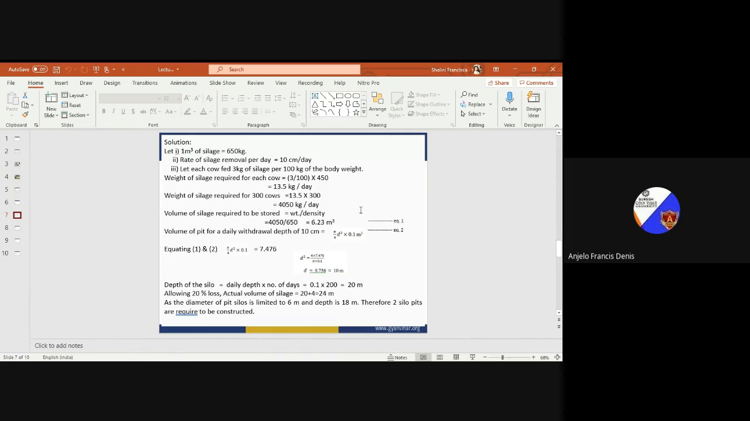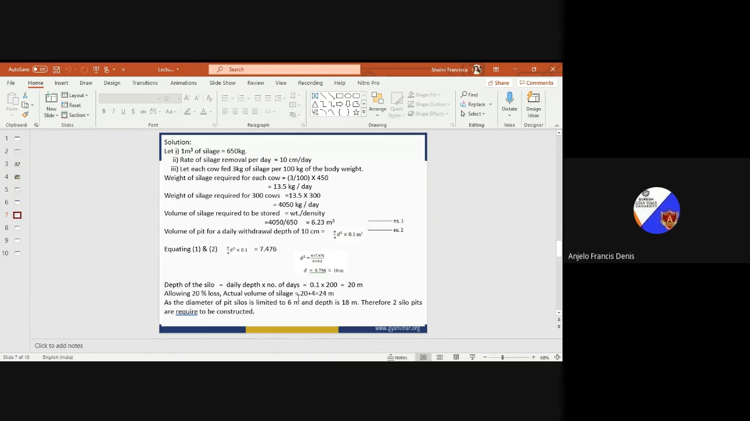So for the volume of pit for a daily withdrawal depth of 10 centimeter, we can use the formula for calculating the area of the circle when the diameter is known. So after equating equation number 1 and 2, we get D equals 9.756. That means it is approximately 10 meter.